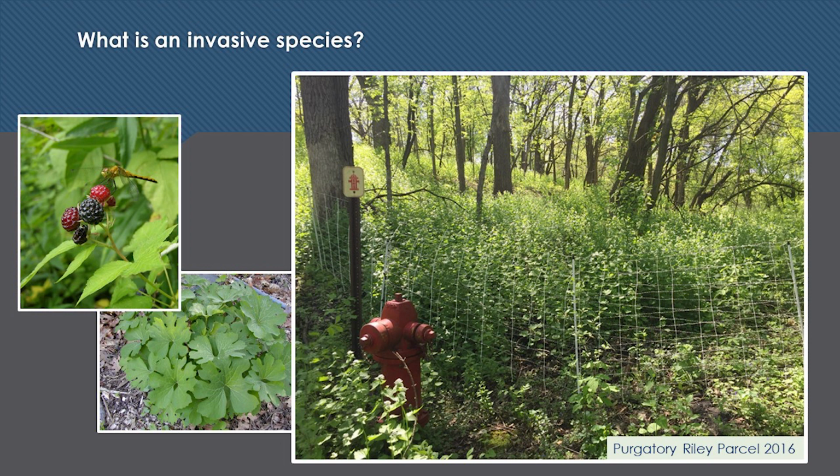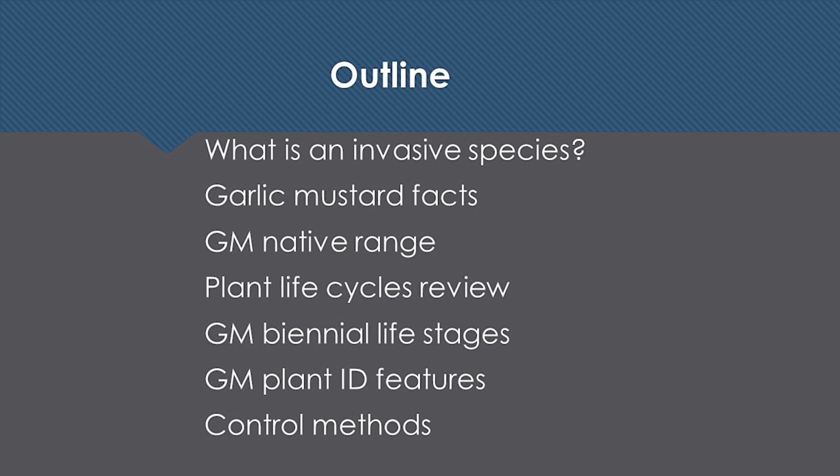This is the outline. What is an invasive species? A whole bunch of garlic mustard facts, where it came from, as far as its native range. The plant life cycle review. We have to do that because there are different things out there and everybody has a different background. We're going to talk about the garlic mustard biennial life stages. There are a lot of different life stages, and if you really key on those, you can save yourself a lot of time and work. Plant ID features and control methods will be last. Some of those are going to be mixed up.